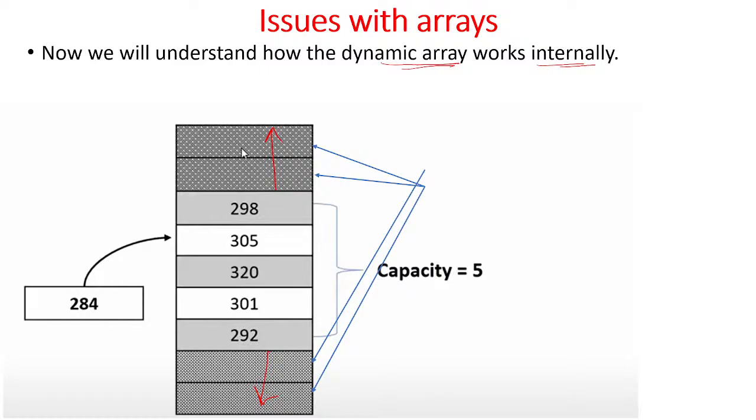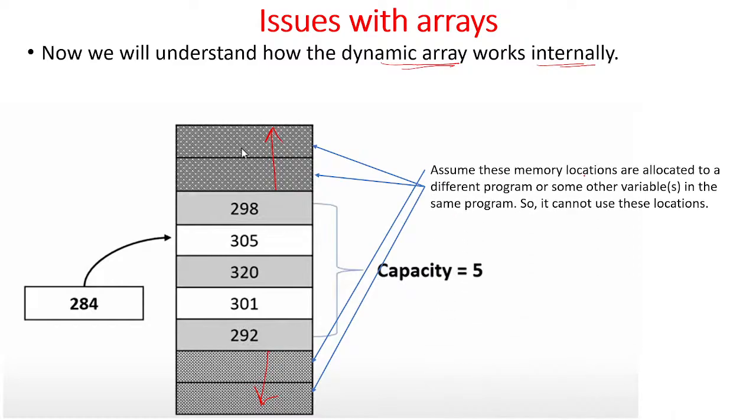But if you consider that these memory locations are allocated to a different program, or some other variables in the same program are using this memory, then this space is already used, and you cannot use it for this. Other variables are using this, you cannot overwrite this space. If you overwrite, what happens? Those variables' data will be changed, so then your program malfunctions. Got it? So this is used space and this is also used space.